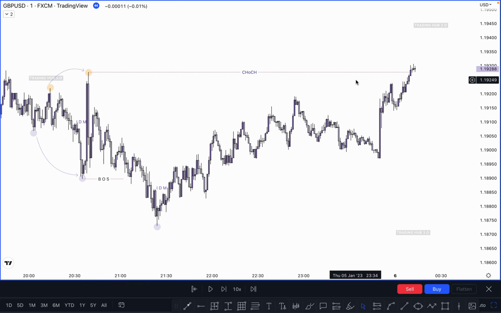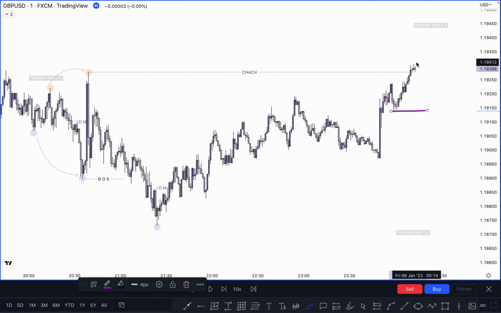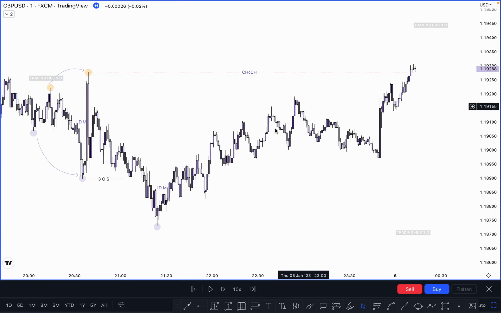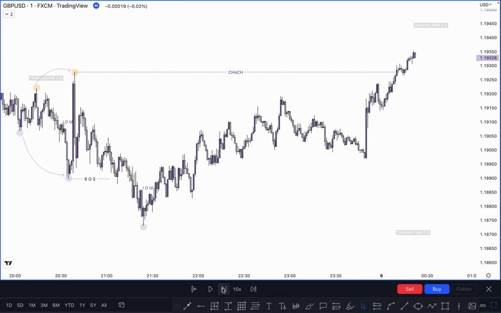This is a change of character. You have to wait for the inducement to be taken out, which is here, and then go higher. This becomes our higher high, and this becomes our higher low, and this becomes our break of structure. These things will continue in upcoming charts, in upcoming markets. So everything will continue as we know, right?